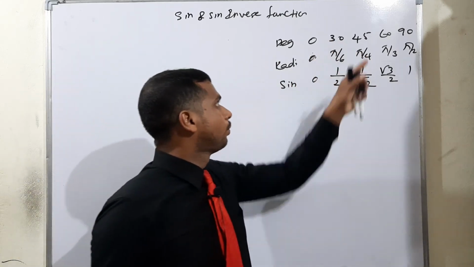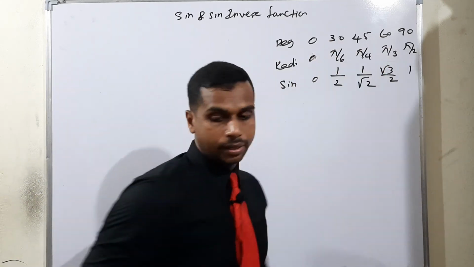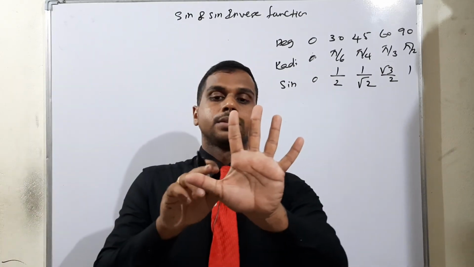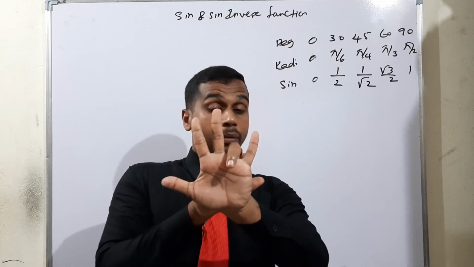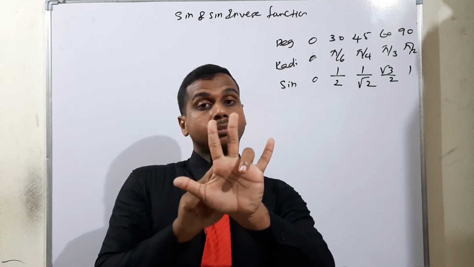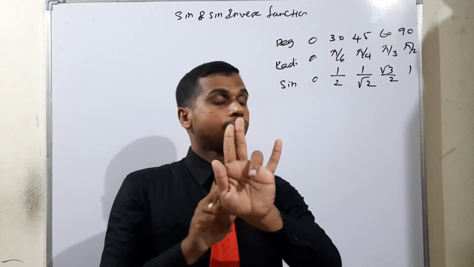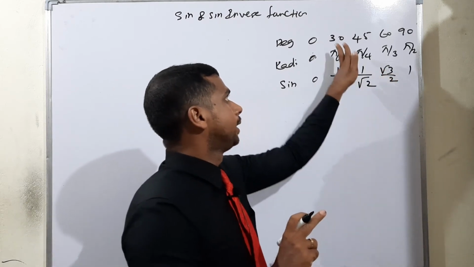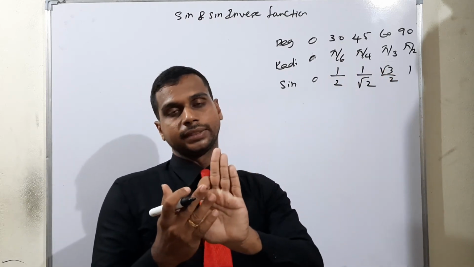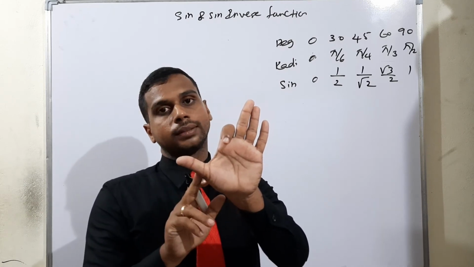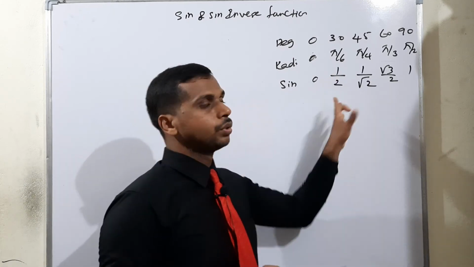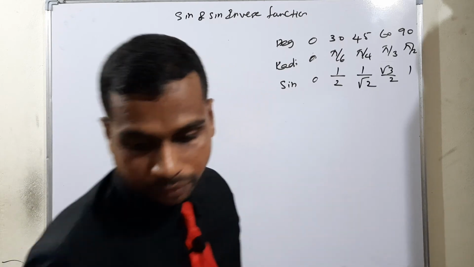Check sine 60: 0, 30, 45, 60. If you fold the ring finger, you count on the thumb side how many fingers are left: 3, therefore square root of 3 by 2. As well as sine 30, that is pi by 6: you fold the index finger, and on the thumb side only one finger is left. So root 1 is 1, so the value is 1 by 2. This is the sine value.